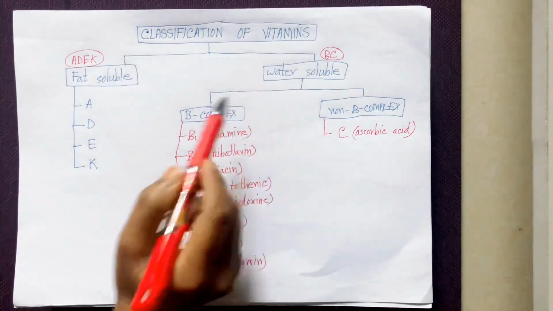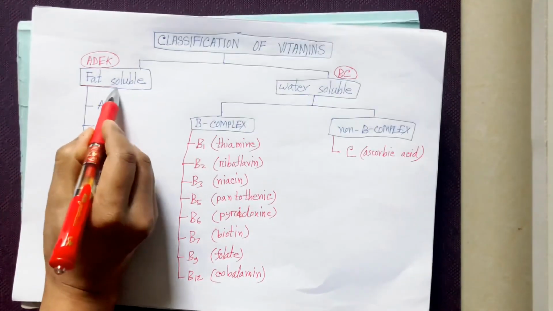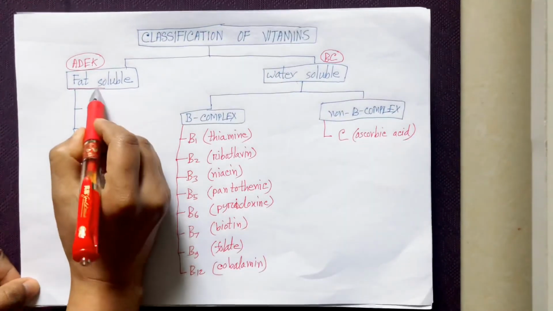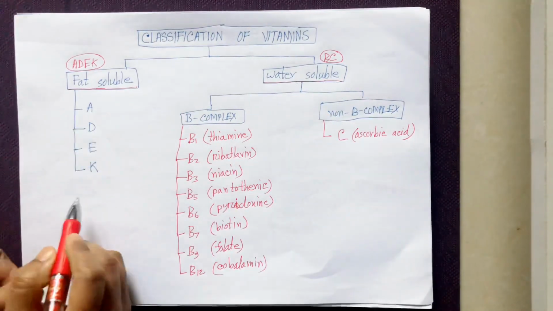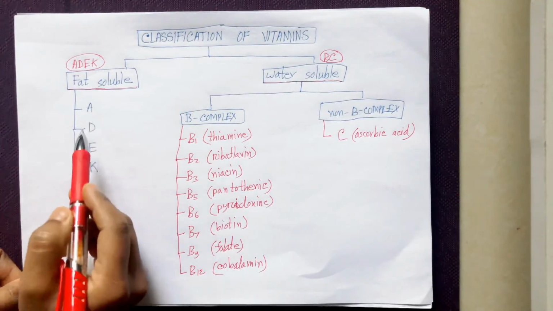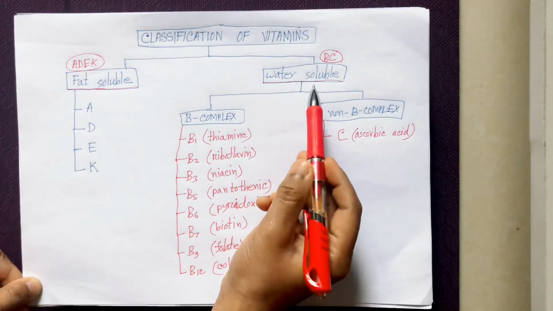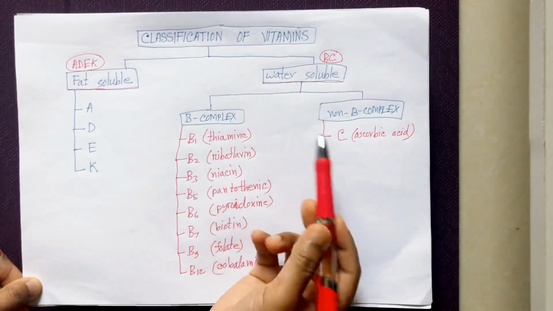So vitamins can be divided into two groups: fat soluble vitamins and water soluble vitamins. Fat soluble vitamins are A, D, E, K. And water soluble vitamins are B and C.